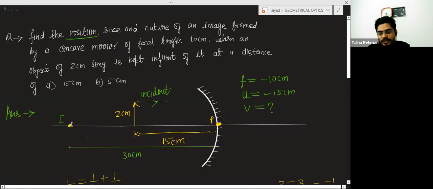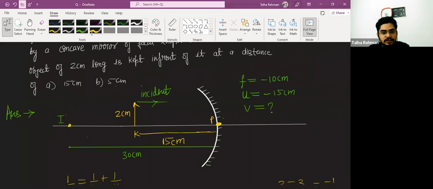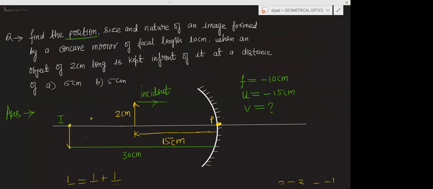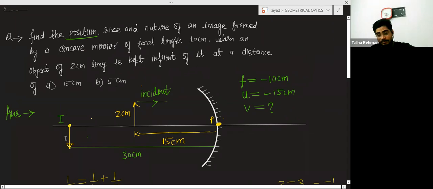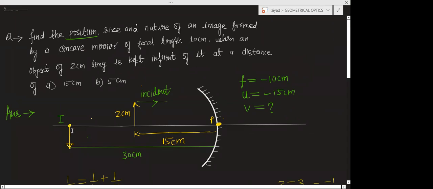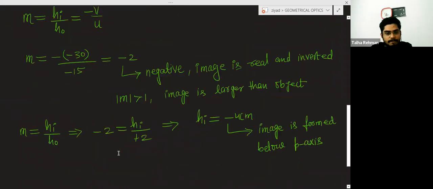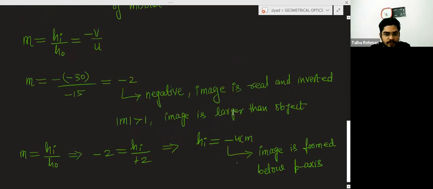Here the location of the image we have already calculated, but now we can say with surety that the image will be inverted, below the principal axis like this. And size of the image is greater. Here I have not shown the size of the image, which will be 4 centimeter. So this is the size of the image. Height of the image is basically the size of the image.